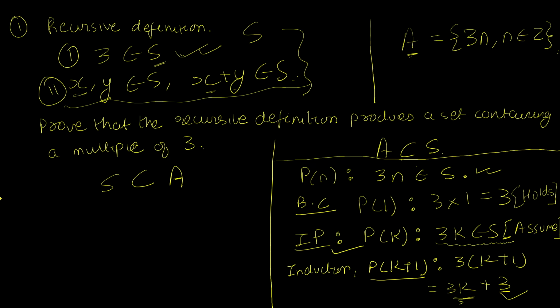Now in the second part, we'll show that every element in S is also an element of A. And again, what is it that we're doing here? We want to show that every number that is generated by this rule will also belong in A. In other words, every element generated in this rule is a multiple of 3. And we'll do that using structural induction.